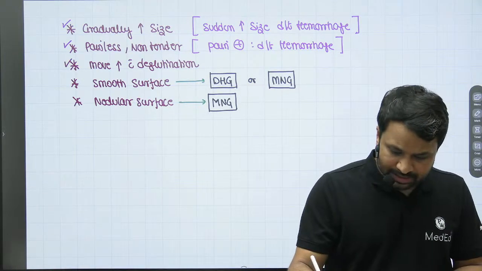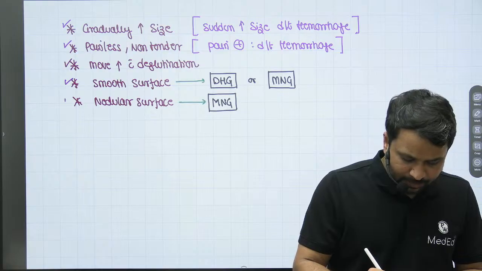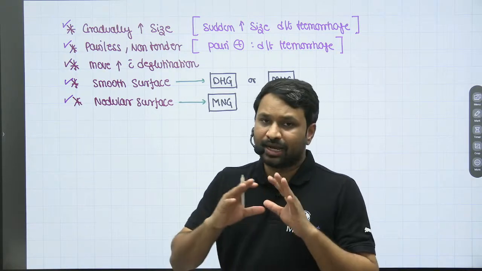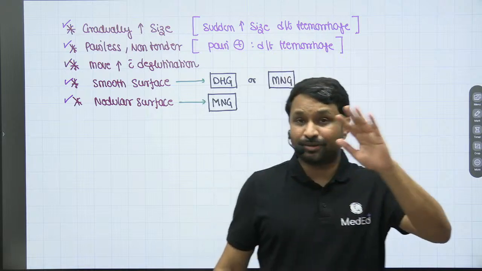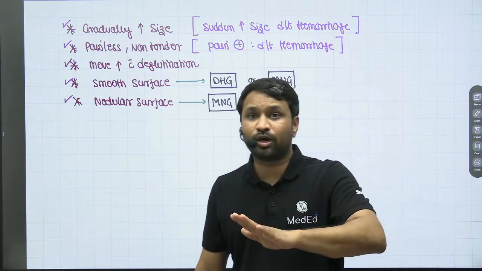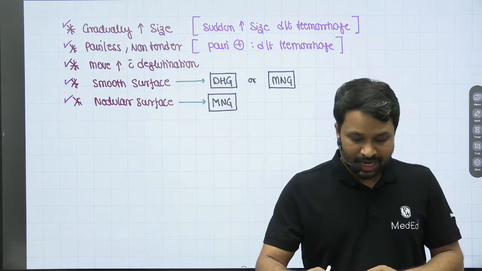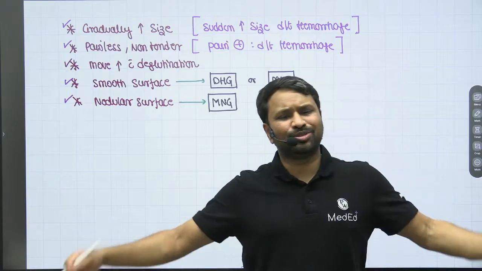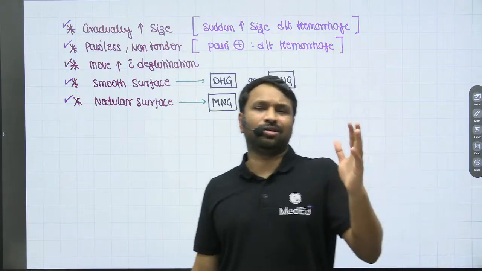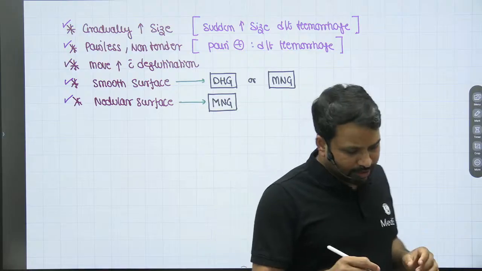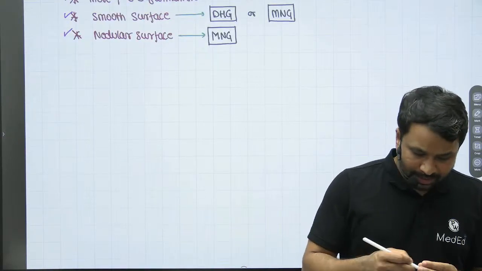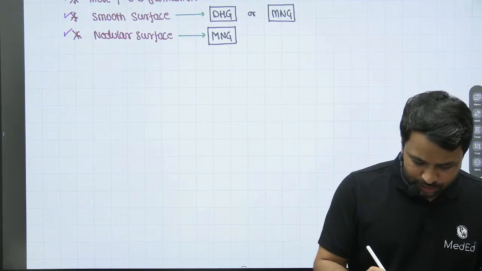So this is the status that you will find in these patients. Gradually increasing in size, it remains painless, it's a non-tender swelling, it moves upward with deglutition, and it might have both a smooth surface or a nodular surface. Now if the patient continues to ignore it, saying as long as it is there and not causing any problem, he might land up with complications.